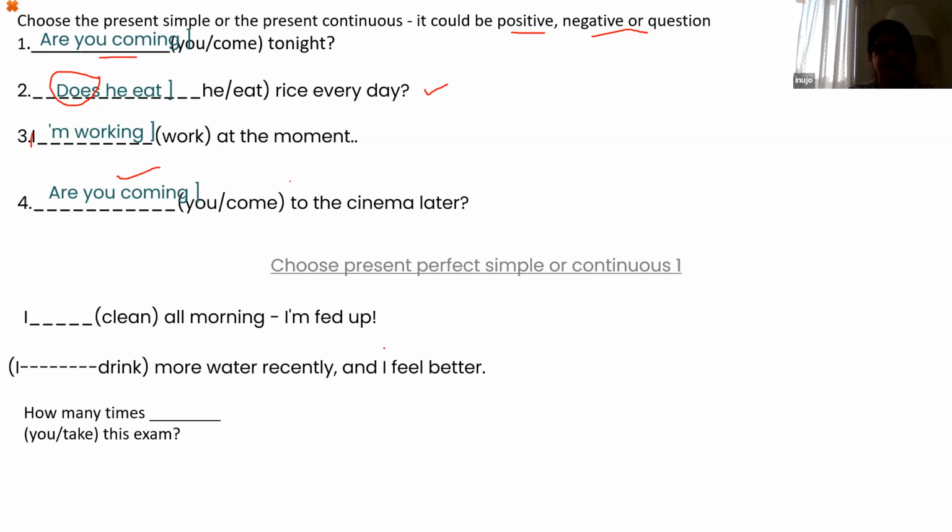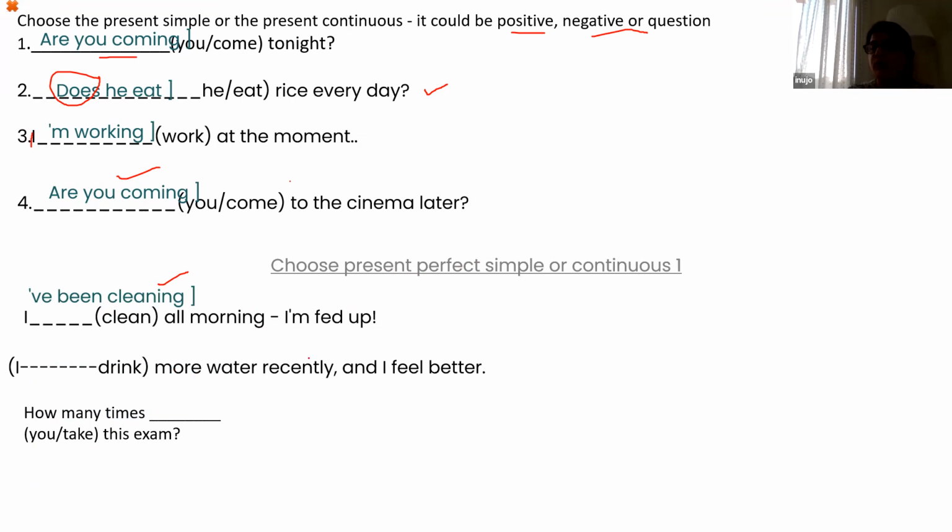Now let us do a few more exercises where you have to write the verb in a present perfect tense or a present perfect continuous tense. I dash clean all morning. I'm fed up. What is the right answer? I have been cleaning. Have plus been plus clean plus ing. Present perfect continuous tense. Present perfect progressive or present perfect continuous. It is the same thing.